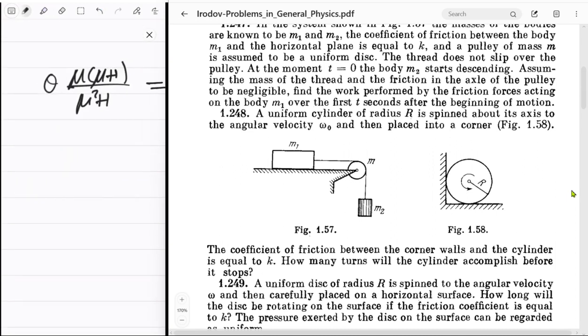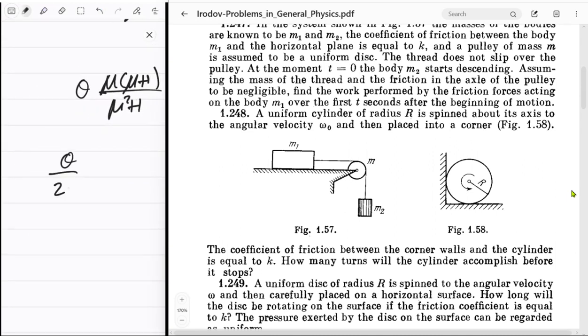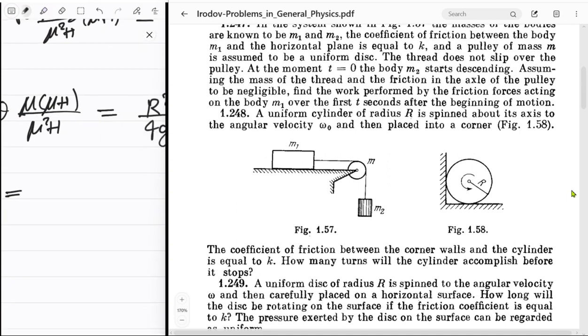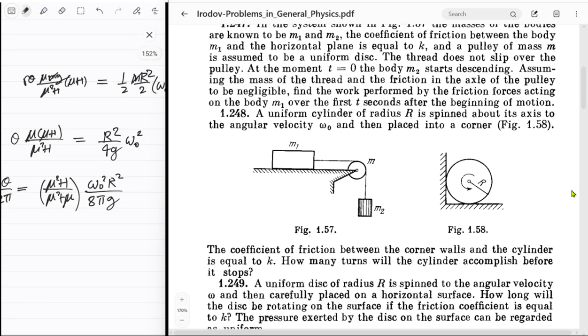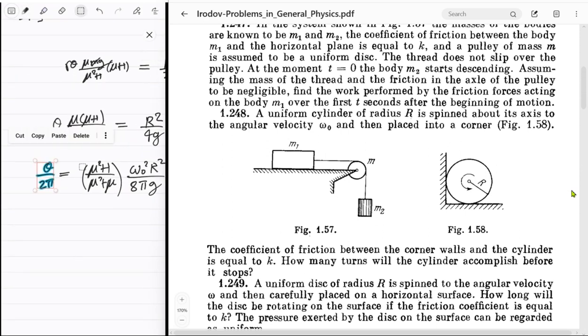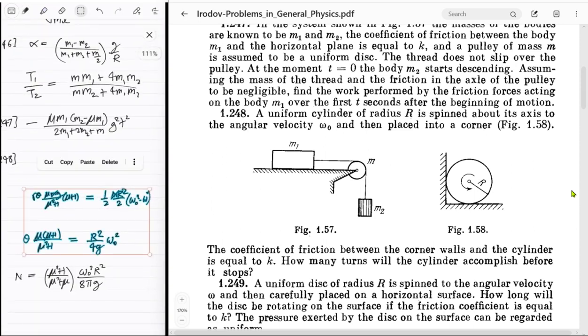There we go. So theta upon 2 pi is going to be equal to (mu squared plus 1) upon (mu squared plus mu), all of that times omega naught squared r squared upon 8 pi g. Yeah, that's right. This is the number of turns that it will take, so N. Cool. Next question.